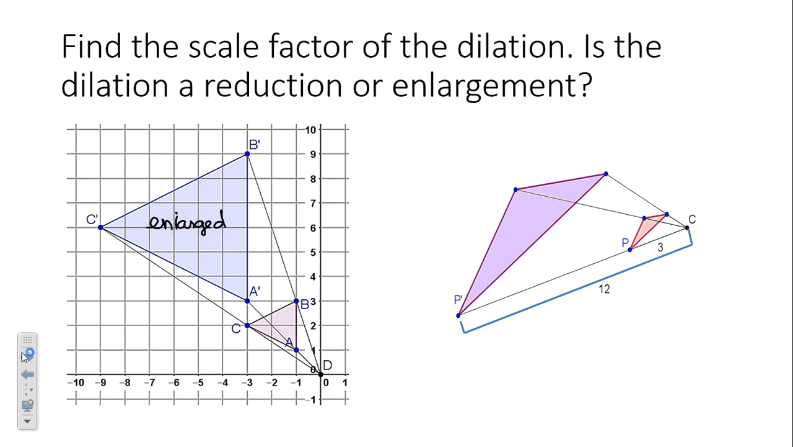The extra numbers are just showing you the distances between the center of dilation and the lengths of the segments between them. They're not necessary. Okay?